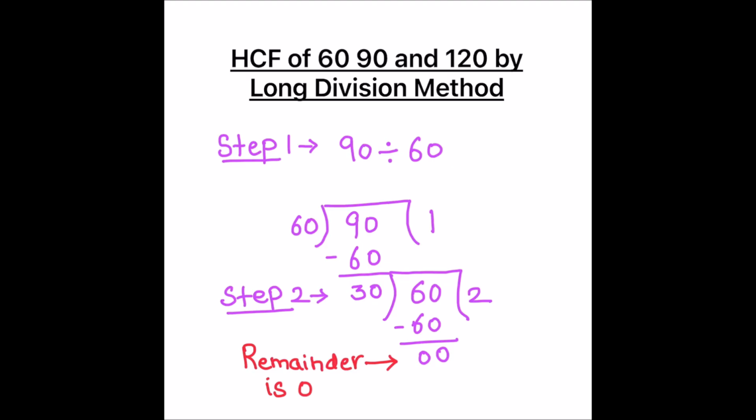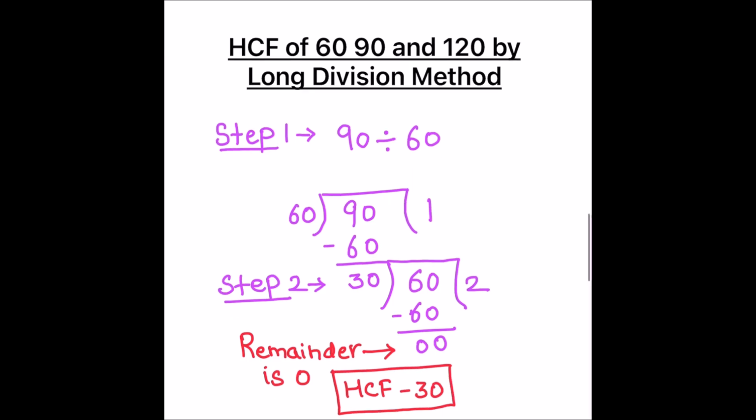So here HCF will become 30, because 30 is fully dividing the number 60 and we are getting 0 as remainder. So this is the HCF of two numbers 60 and 90.